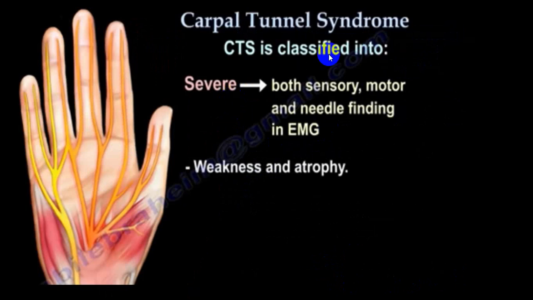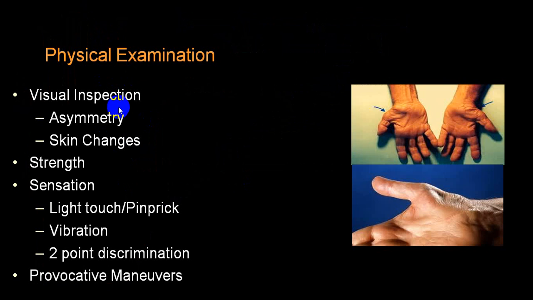And in a severe variety, sensory and motor both are present, and EMG findings will be very characteristic, showing you the involvement of the muscle, and you will have atrophy of the muscle and weakness of the muscle. Then it is in the severe group. So on inspection, if you get asymmetry or wasting, fasciculation, loss of sensation, and you get even loss of sensory modalities like touch, pain, vibration, 2-point discrimination, and provocative test is positive, it will go straight into the severe group.